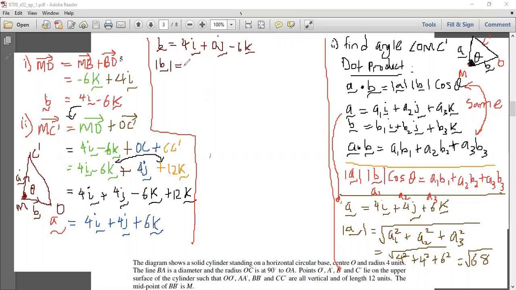So the modulus of B will be the square root of 4 squared plus 0 squared plus minus 6 whole thing squared. Modulus is a scalar. It doesn't have a vector, so please don't write any i or j to it. So let's add it up, please. 16 plus 36. So it turns out to be square root of 52. So the modulus of B is square root of 52.